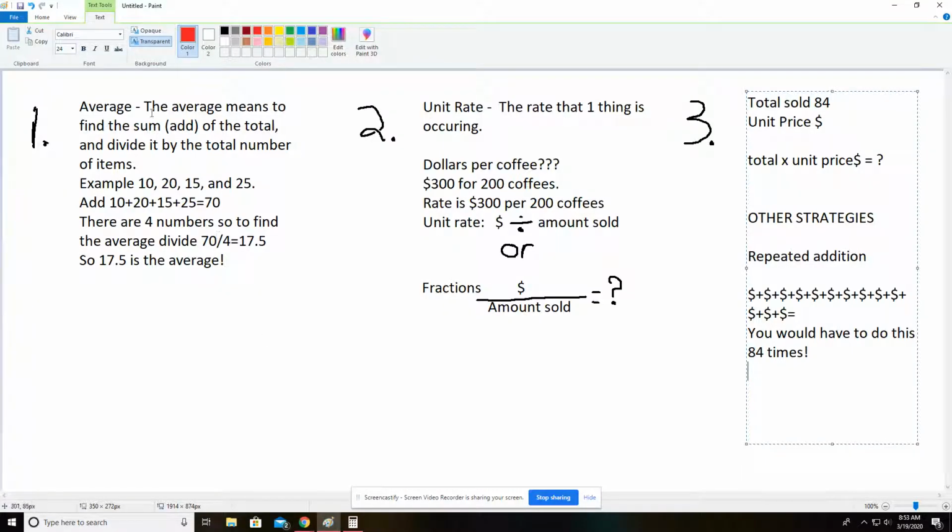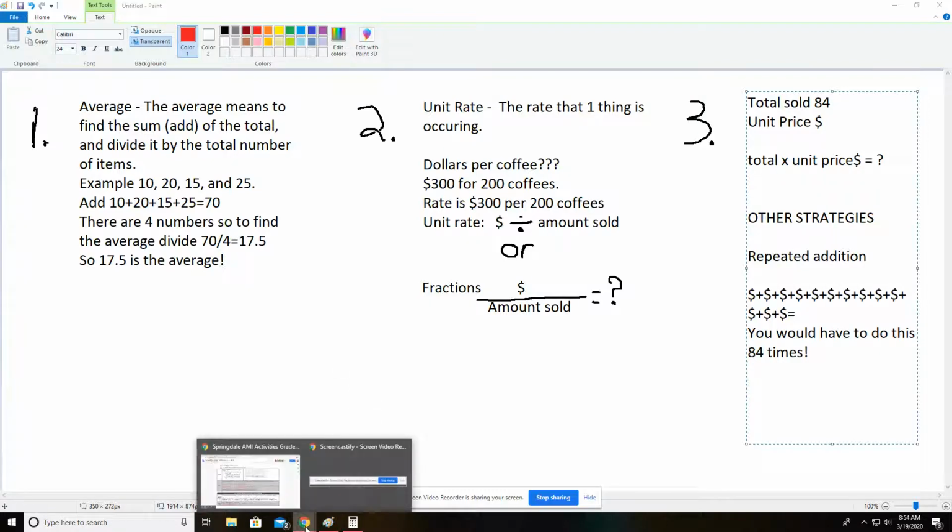If we want to know what the average means, you have to find the sum by adding. You have to find the total and then divide it by the total number of items. An example would be if these are the numbers you were given, 10, 20, 15, and 25, you have to add them all up. And then I got 70 from that. Since there are 4 numbers, 1, 2, 3, 4 numbers, I'm going to divide the sum here by 4, and that's going to give me my average of 17 and a half.